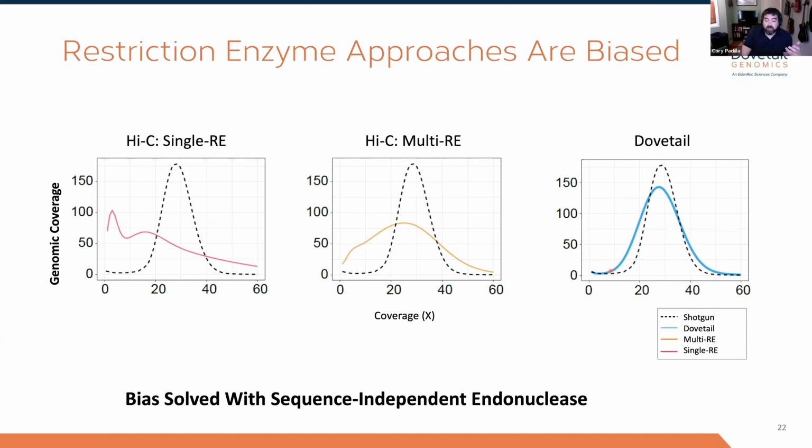When you move away from that, we're able to get closer to that normal distribution where moving your coverage over to get the coverage required to do certain analyses, you just have to sequence a little bit more to move that curve, right? And it moves very uniformly, unlike with using restriction enzymes.